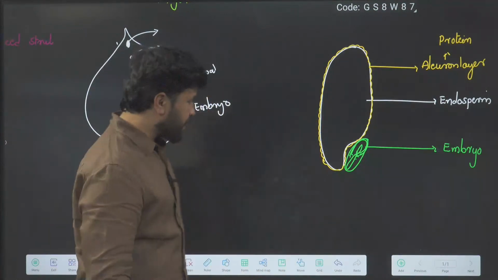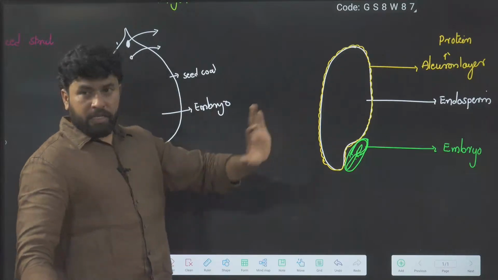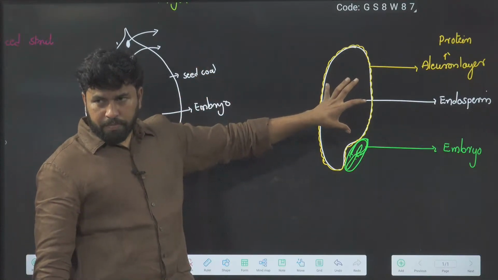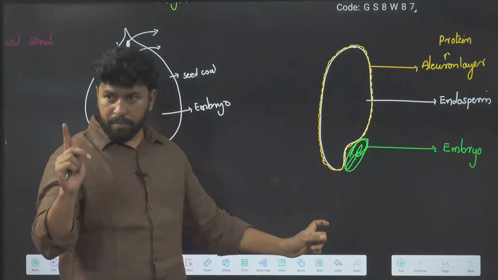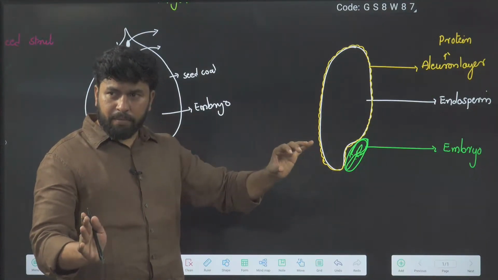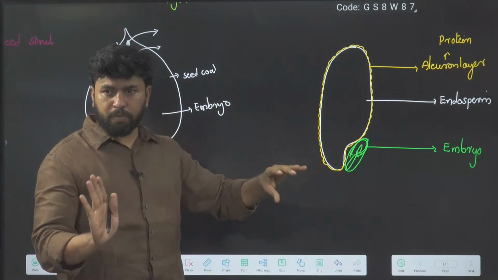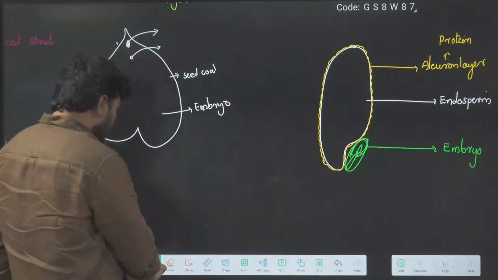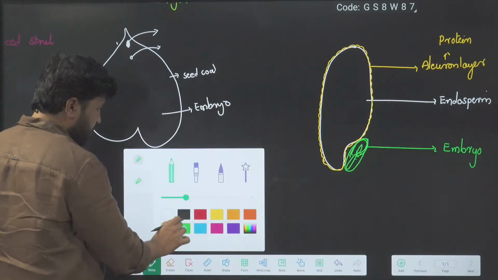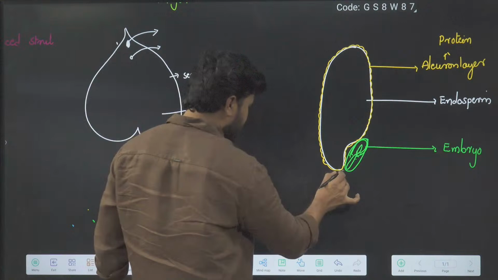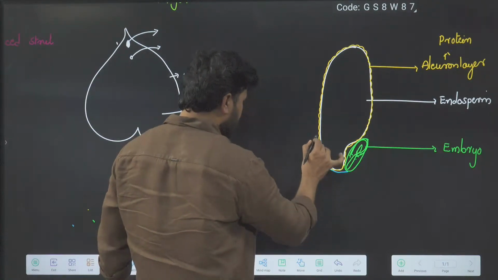Clear? Next one. Now, inside the seed, the major part is starchy endosperm and the minor part is the embryo. The embryo and endosperm are separated by a layer of protein rich part that is called the aleurone layer. Next one. All these structures are covered by the seed coat.